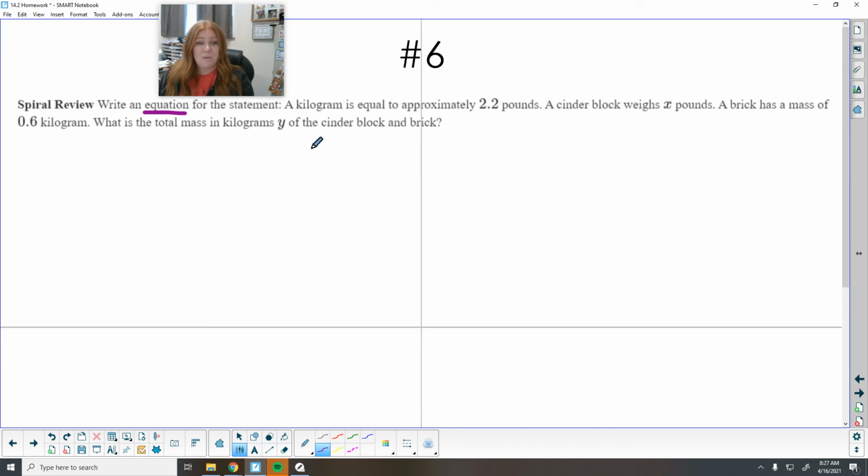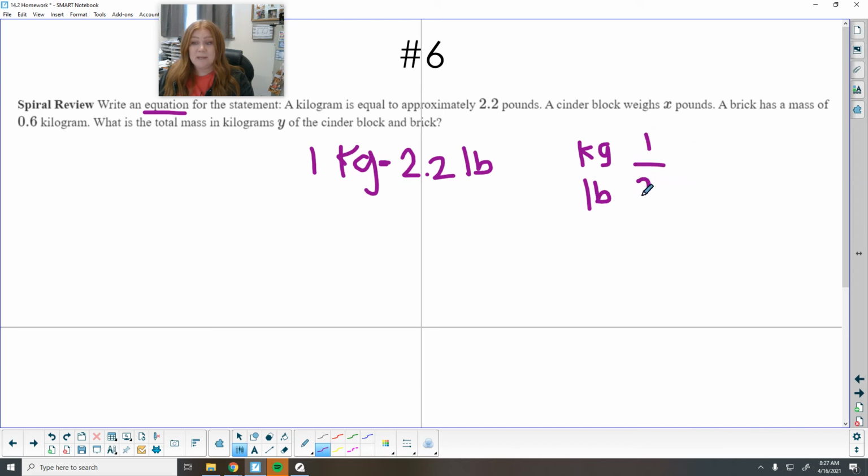So we know, right, 1 kilogram. So let's just write out what we know. 1 kilogram is 2.2 pounds. Or we could write it as a proportion and compare kilograms and pounds. 1 kilogram is 2.2 pounds. A cinder block is X pounds, so that is in pounds. And a brick has a mass of this many kilograms. And we're looking for our answer in kilograms.